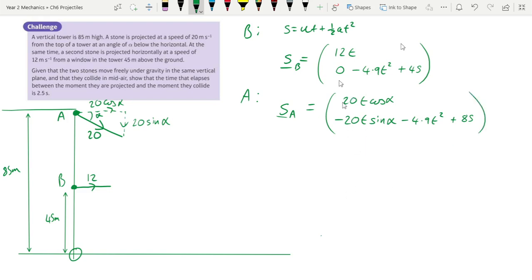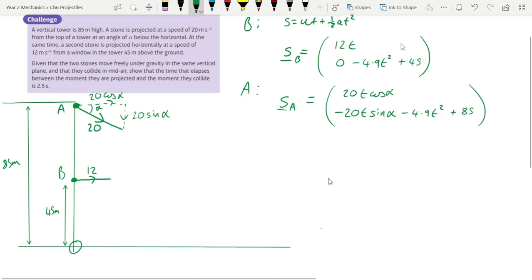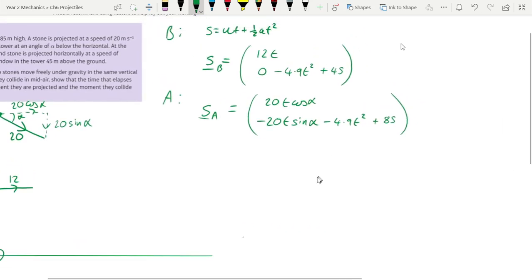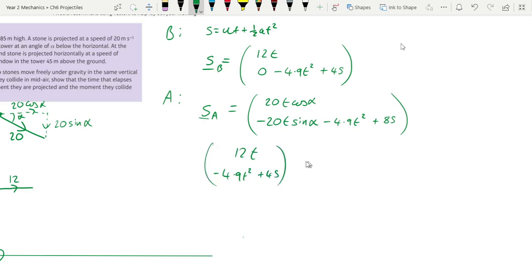So these two vectors describe the path of these two projectiles. Now to find where they intersect, that's quite easy. I can just set them equal to each other. So I've got 12t and then minus 4.9 t squared plus 45, that equals 20t cos alpha, and minus 20t sine alpha minus 4.9 t squared plus 85. Now to solve this, we can just treat the top and bottom separately.